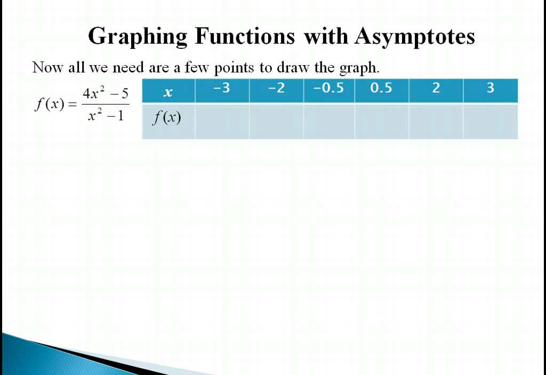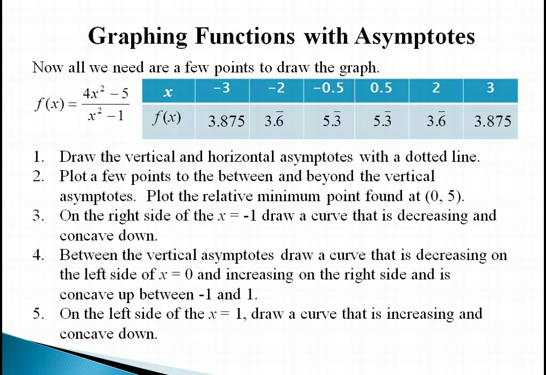Alright, so now all we need are a few more points to draw the graph. So I'm going to plug in negative 3, negative 2, negative 1/2, positive 1/2, 2, and 3. So I have a bunch of ordered pairs that I can plot. Alright, so you should try to go ahead and draw your graph. You want to draw your vertical and horizontal asymptotes first. Do that with a dotted line so you make sure that you understand that it's not actually part of the graph. Then you want to plot a few points between and beyond the vertical asymptotes.